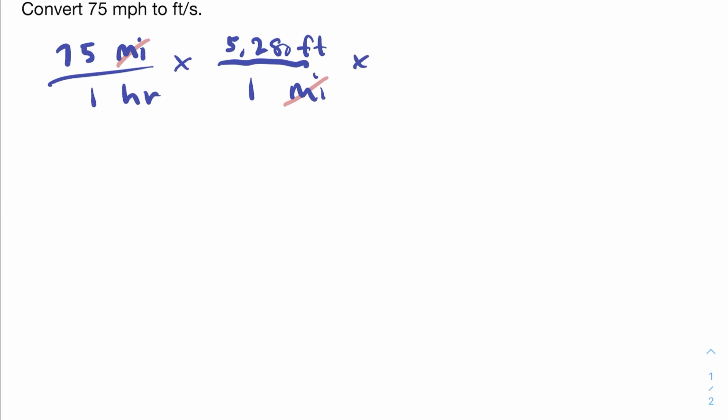So we know that there are 60 minutes in 1 hour. And again, hours are on the top because we can now cancel them out. So we have feet per minute now. Now we just need to convert minutes to seconds.